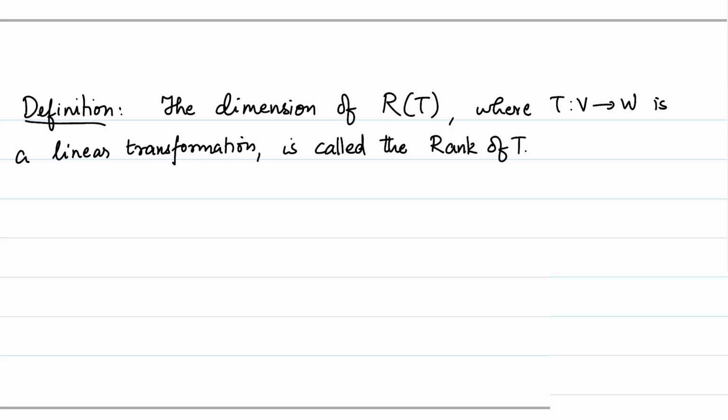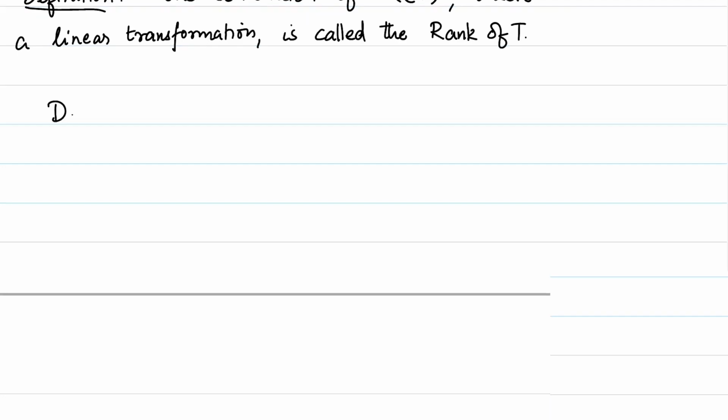Okay, so the dimension of the null space and the dimension of the range space are related, and that is captured in what is called the dimension theorem. So let's now state the dimension theorem and give a proof of it. Our next goal would be to state and prove the dimension theorem.